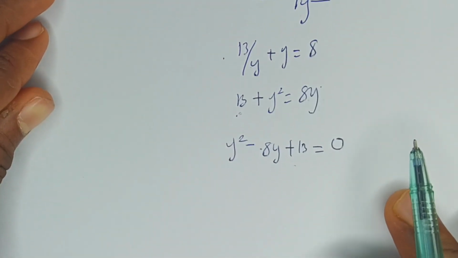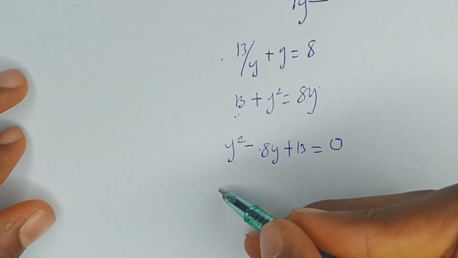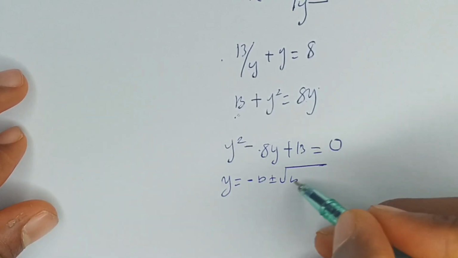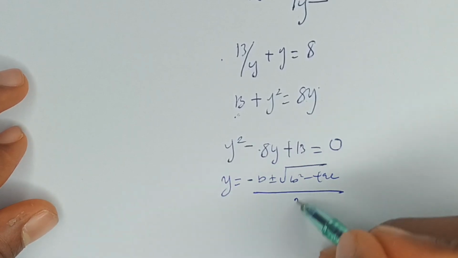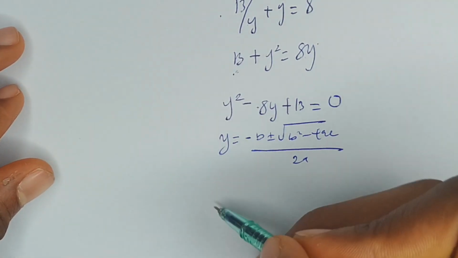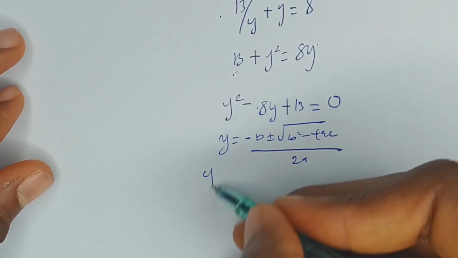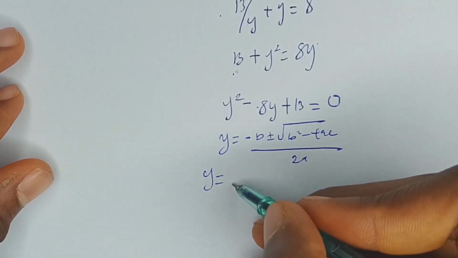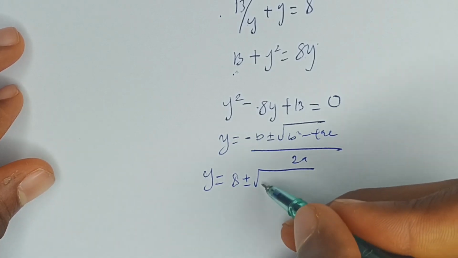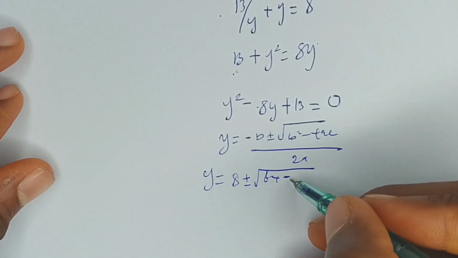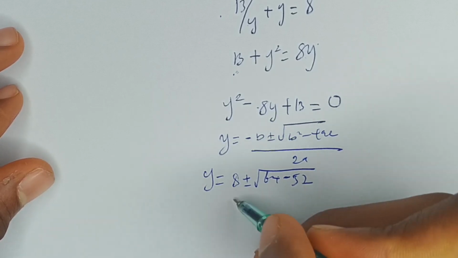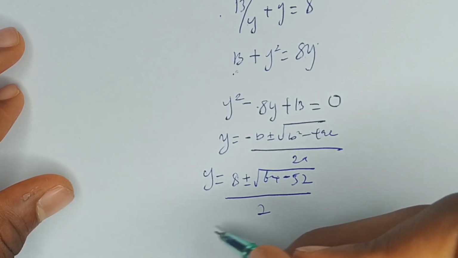Moving on, using the quadratic formula, y will be equal to minus b plus or minus the square root of b squared minus 4ac, all over 2a. Now, that being established, y will be equal to minus minus 8, which is plus 8. So we have 8 plus or minus the square root of 8 squared, which is 64, minus 4 times a times c, which will give us minus 52, all over 2 times 1, which is 2.